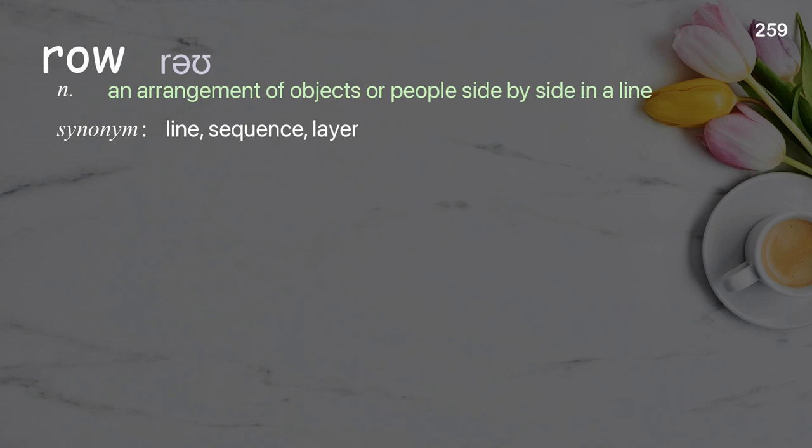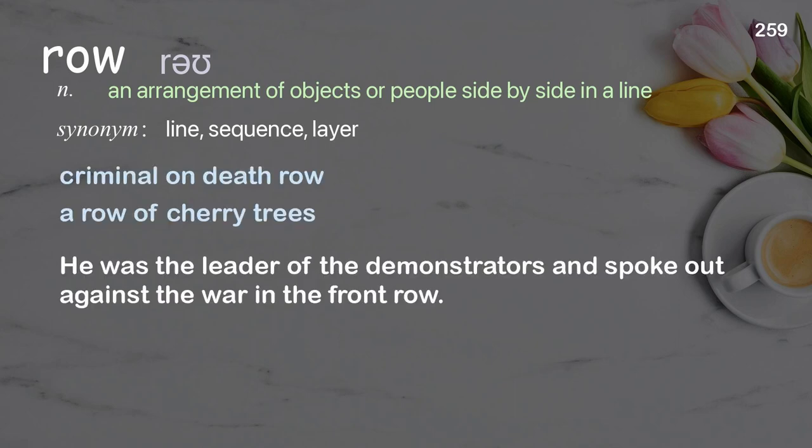Row. An arrangement of objects or people side by side in a line. Examples. Criminal on death row. A row of cherry trees. He was the leader of the demonstrators and spoke out against the war in the front row.